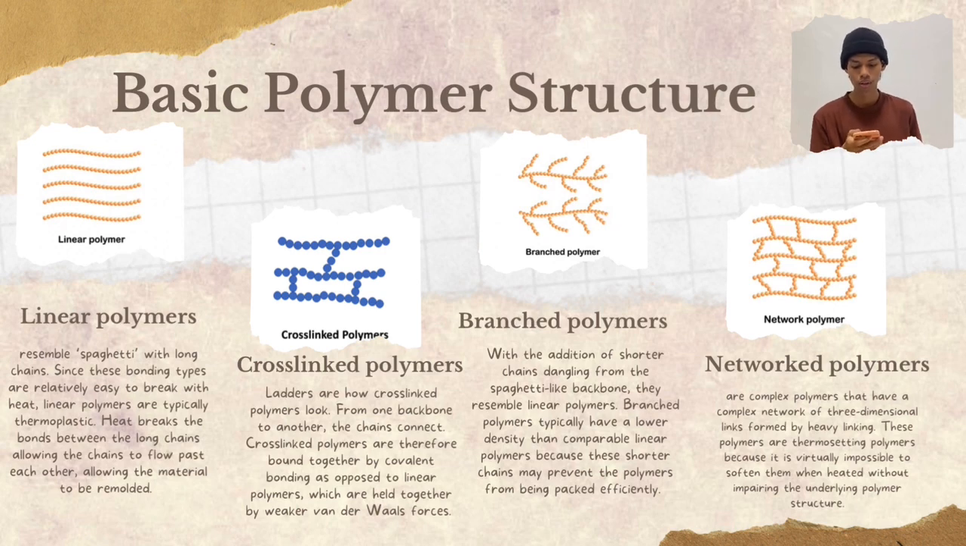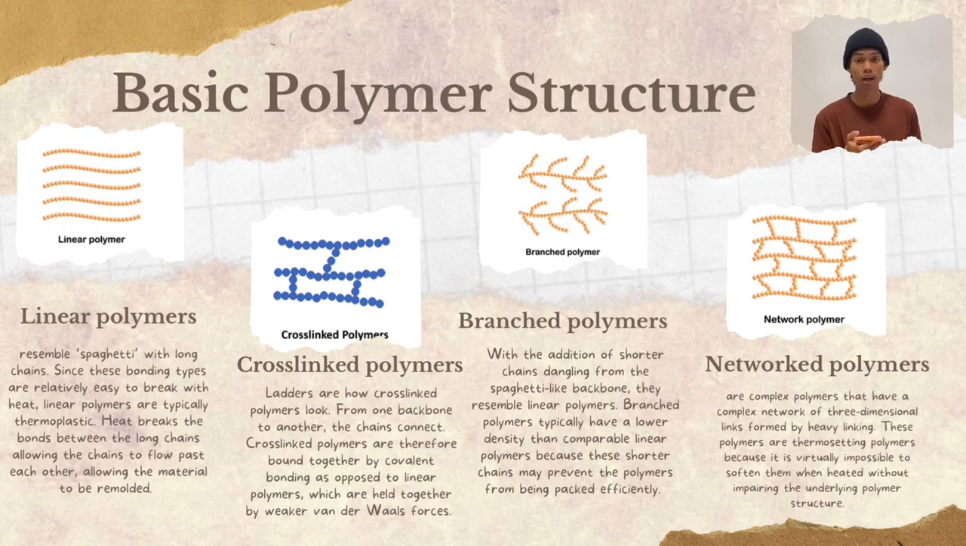So the third basic polymer structure is branch polymers. Branch polymer, you know, looks like roots, which makes it dangle around. So the explanation about branch polymer is the addition of shorter chains diagonally from the spaghetti-like backbone, like the cross-link polymer but in a different way. The different way is they resemble linear polymers.